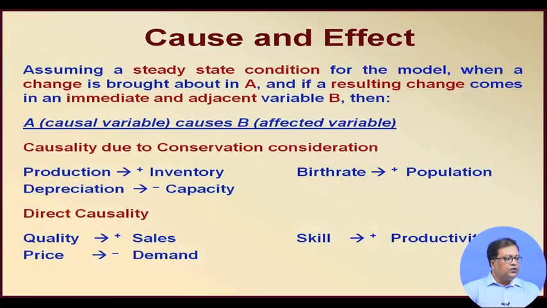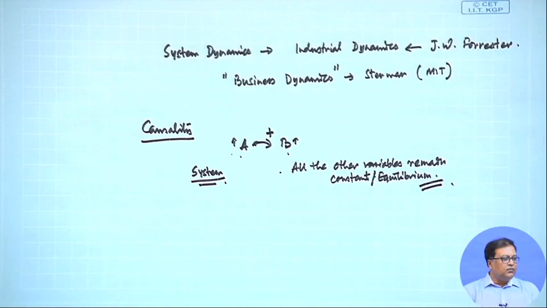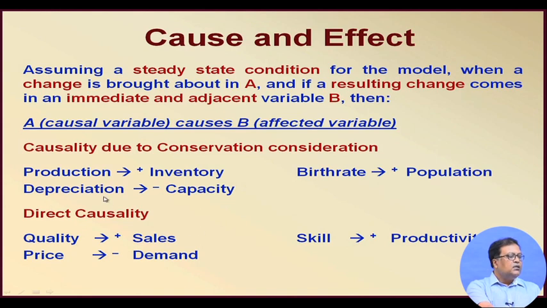So, here are some more examples of causality. A is called the causal variable, B is called the affected variable. As you increase production, inventory increases. As you increase depreciation, capacity decreases. As you increase birth rate, population increases. More skill, productivity increases. More quality, sales increases. More price, demand decreases.